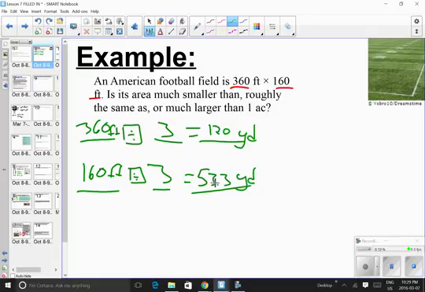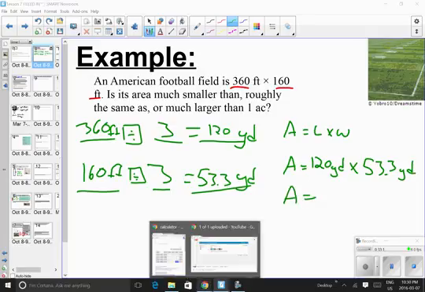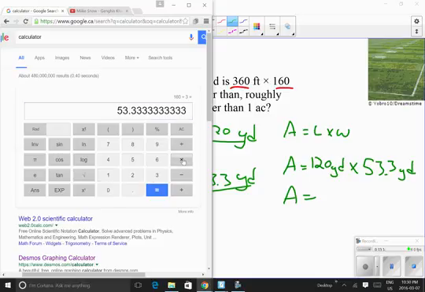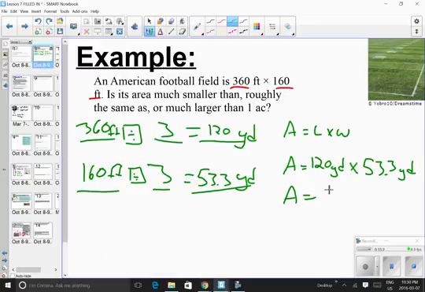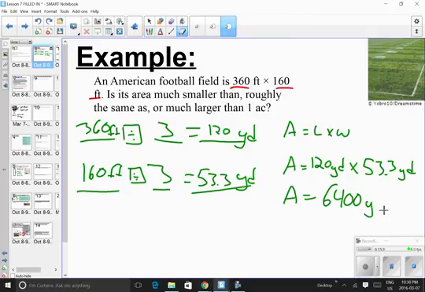53.3. There we go. So now I want to figure out my area of the football field. Now area is length times width. So my area is going to be 120 yards times 53.3 yards. So now my area is going to be that number times 120. My area is going to be 6,400 yards squared. So I shouldn't say yards squared, I should say square yards. Square yards. All right, so that's the football field.